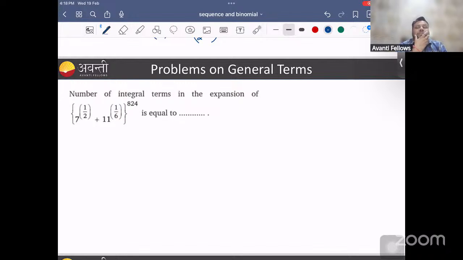Integral terms, number of integral terms. Quickly. First of all, start with writing the general term.